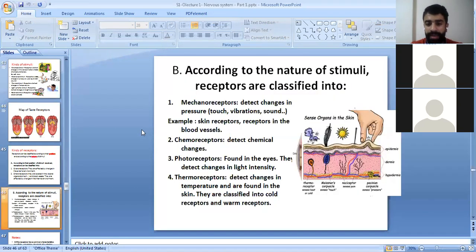While some of them are classified according to their nature. Mechanoreceptors are receptors that detect changes according to mechanical reaction, like pressure, like the skin receptors, or receptors in the blood vessels responding to blood pressure. Chemoreceptors detect chemical changes, ion concentration, salt concentration, and so on. Photoreceptors are found in the eyes, and they detect changes in the light. Thermoreceptors detect changes in the temperature.